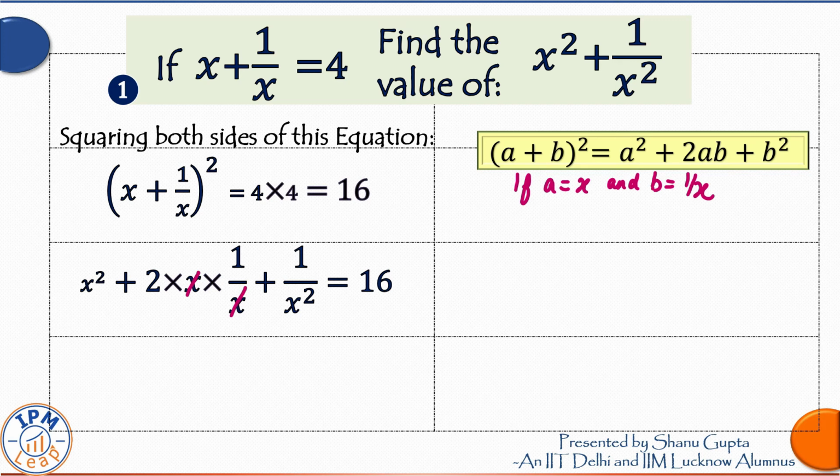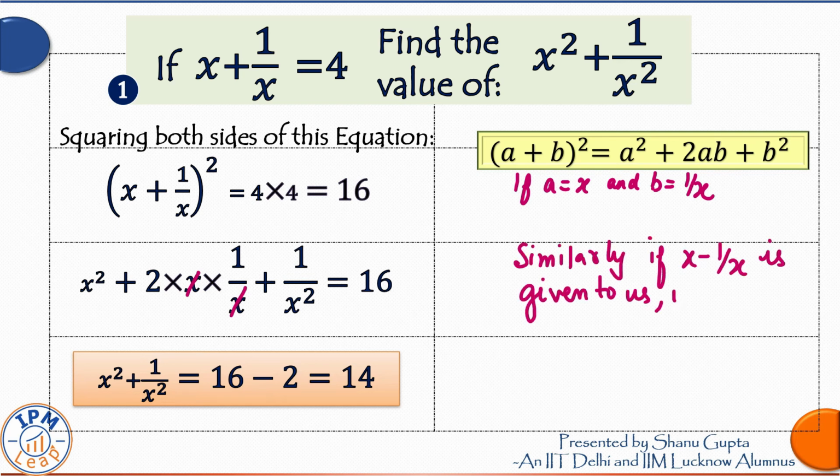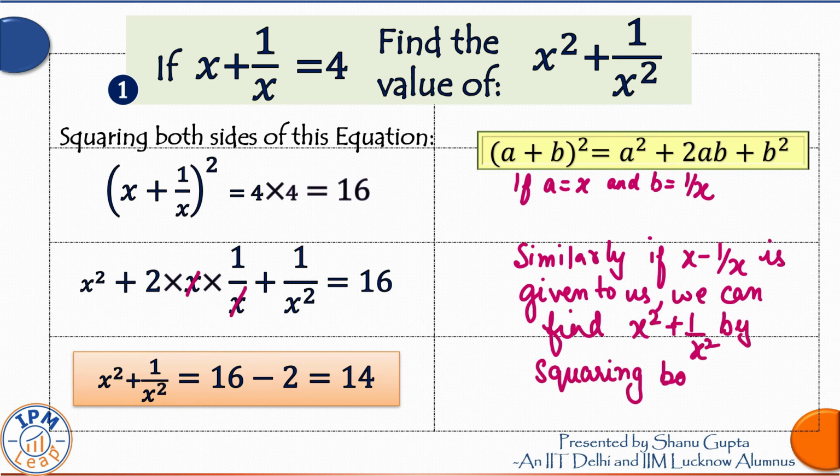Transferring 2 to the right hand side of this equation, we get the value of x square plus 1 by x square as 16 minus 2, which is equal to 14. So that's our answer. Similarly, if x minus 1 by x is given to us, we can find the value of x square plus 1 by x square easily by squaring both sides.